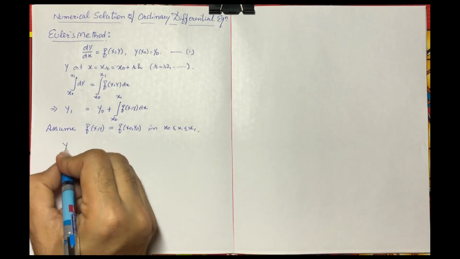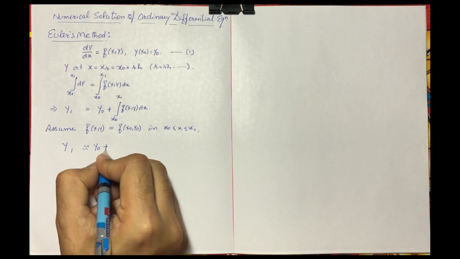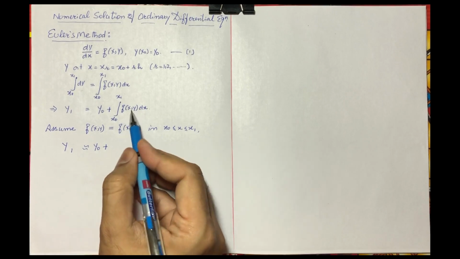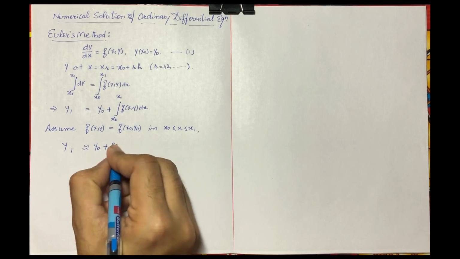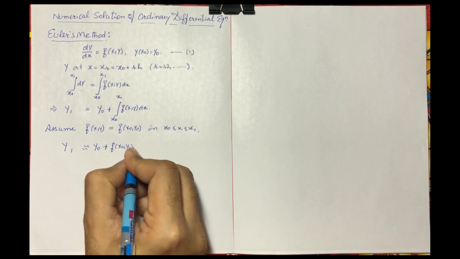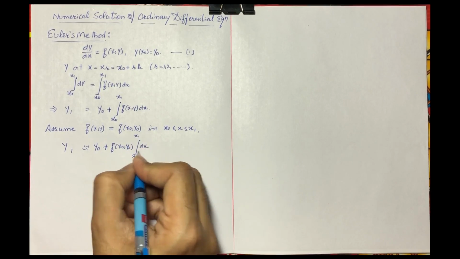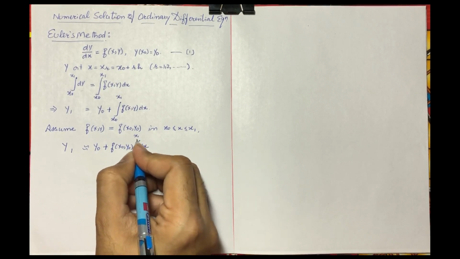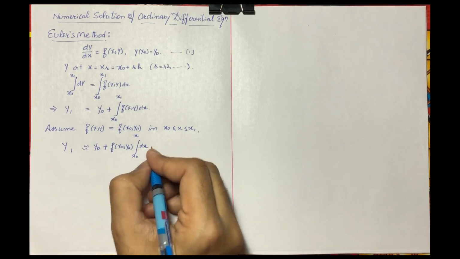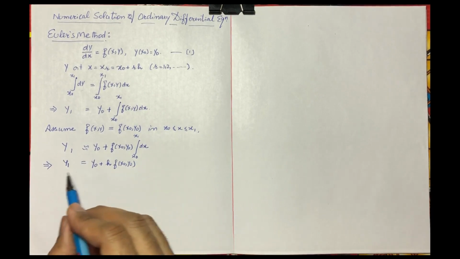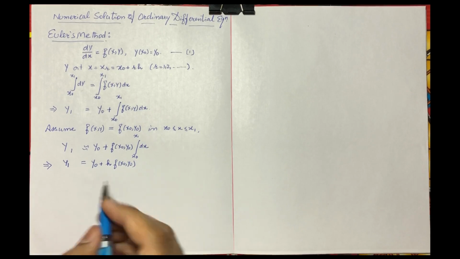Then we get y1 approximately equals y naught plus, now f(x naught, y naught) is a constant term, so it can be written outside. So we are left with the integration from x naught to x1 of dx. So that is x, so putting the limits, x1 minus x naught, that is the differencing of the interval, and its value is h. First interval means solution of y at x1 by Euler's method is this.